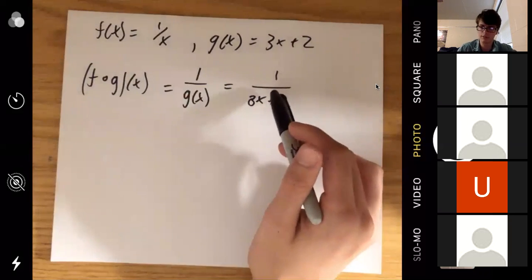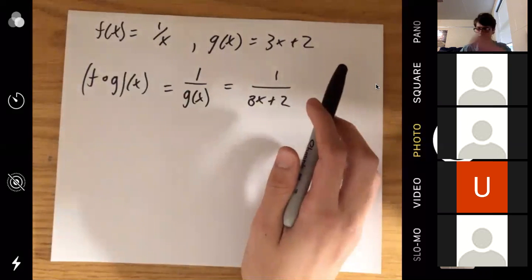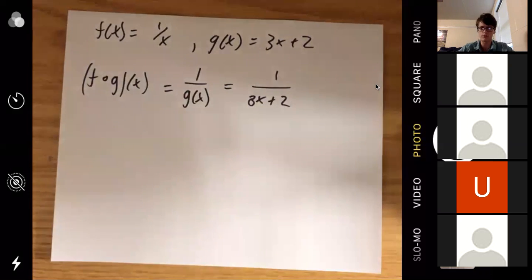And I know it has some domain restriction because it's a rational function with a denominator that's capable of equaling 0. So now the question is, okay, I have this new composite function. What do I have to do to it to extract the information that will tell me what the domain is? Where are the domain restrictions?